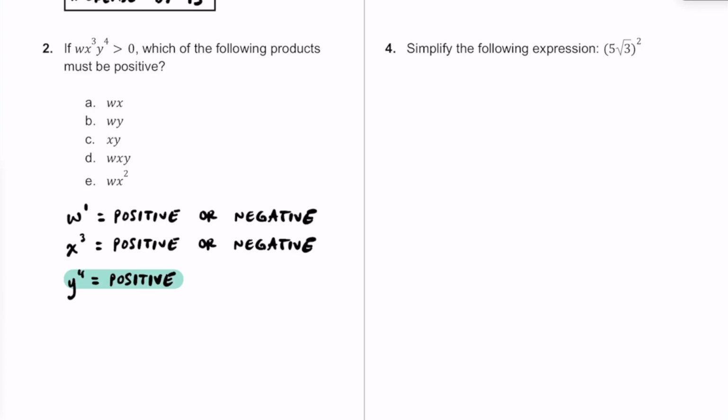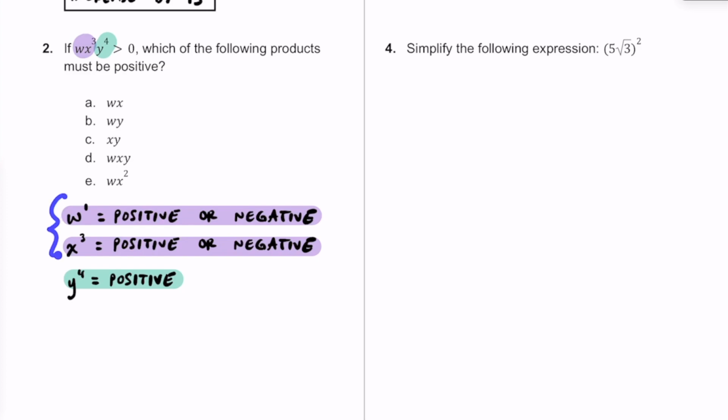So if we know that this y to the 4th power must be positive no matter what y is, we actually don't really need to focus on that part of the expression very much. We can go ahead and focus more on this w times x to the 3rd power. Remember that w to the 1st power could be positive or negative, and x to the 3rd power could also be positive or negative.